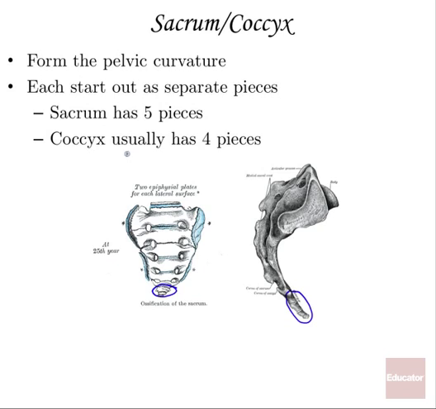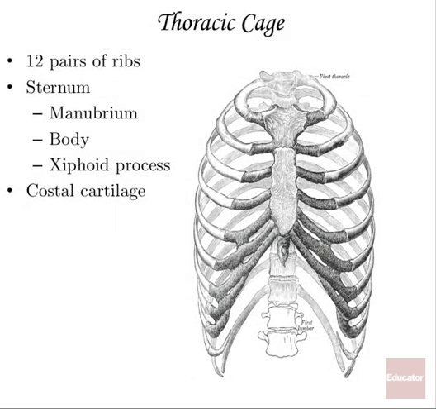The reason why it says coccyx usually has 4 pieces is in some people, the coccyx is only 3 bones, in other people it's 5. But most of the time you would see 4 tiny bones making up that very, very most inferior part of the vertebral column. And the last part of the axial skeleton is the thoracic cage, also known as the rib cage.